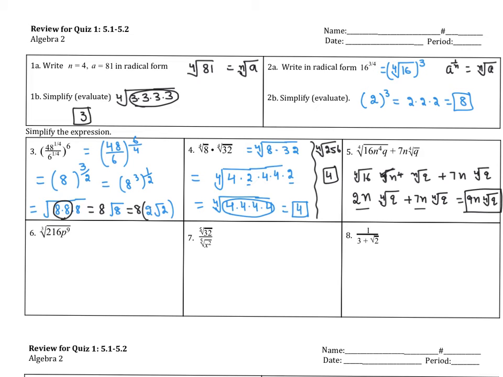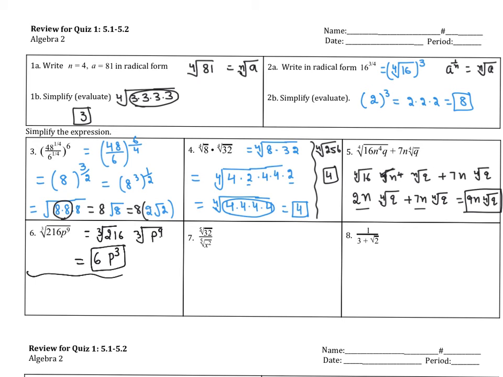Next is number 6. You're going to find the cube root of 216 and the cube root of p to the power 9. The cube root of 216 is 6. I got it from the table that we created. And p to the power 9 means 9 divided by 3, so 9 divided by 3 is p to the power 3.